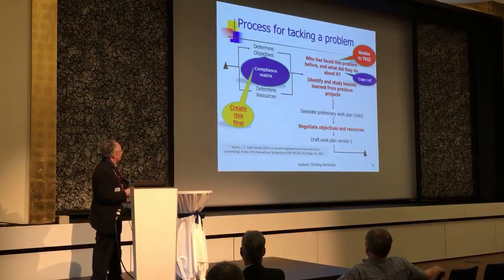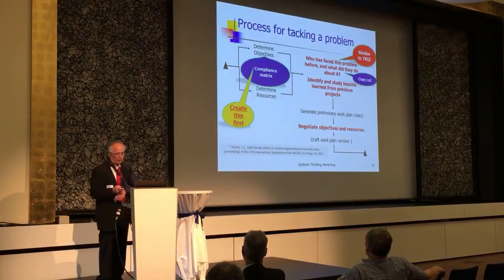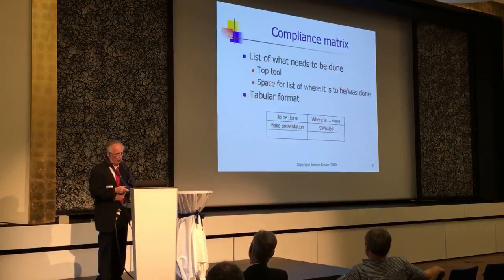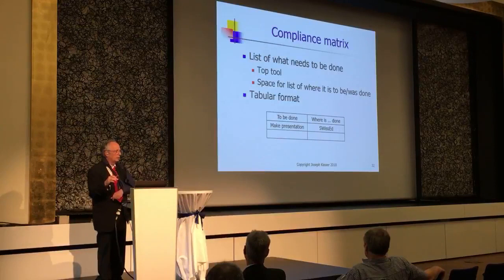The first thing you do is create the compliance matrix because that drives the work. So, compliance matrix. It's a list of what needs to be done. It's the top tool. And you make a space in the list for what needs to be done, where it needs to be done, or was done. You're familiar with a requirements traceability matrix? It's exactly what it is.